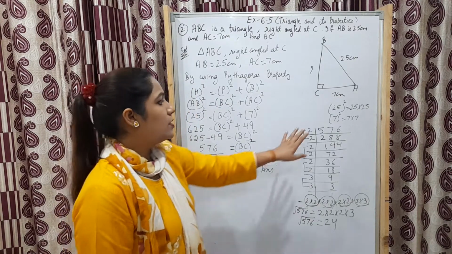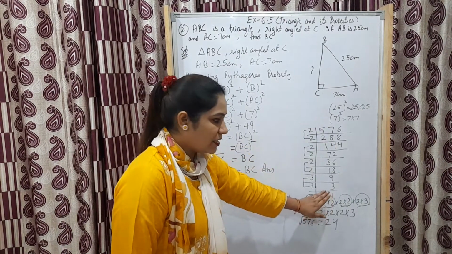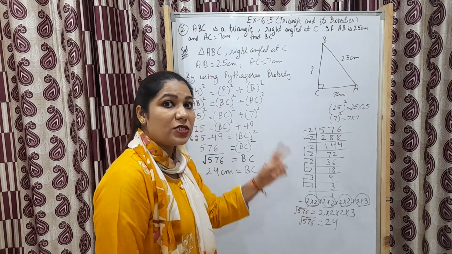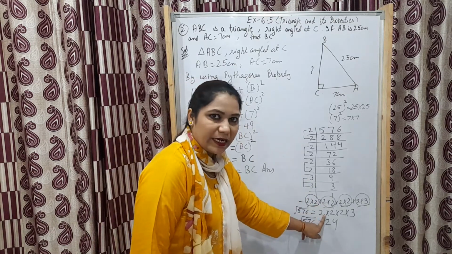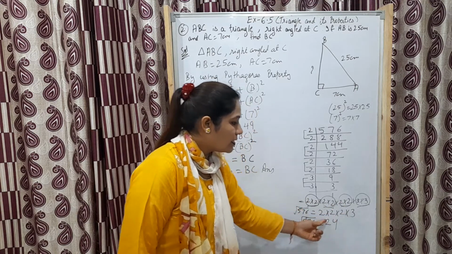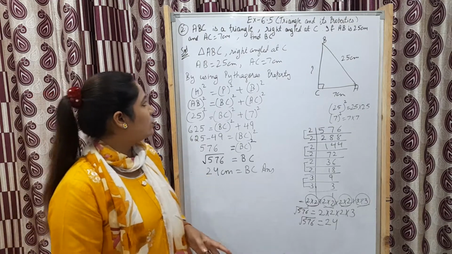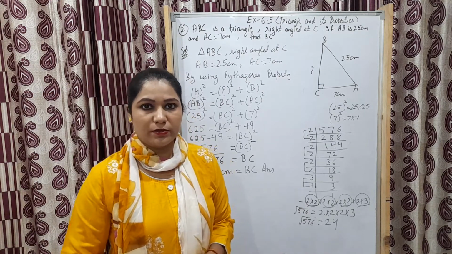So here I tell you how to find square root. Very simple. Just do the prime factorization. The number which is in pair, that means that number is 2 times, write down only one time. Then simply multiply, you will get the answer. Now after the second question, we will do the third question.